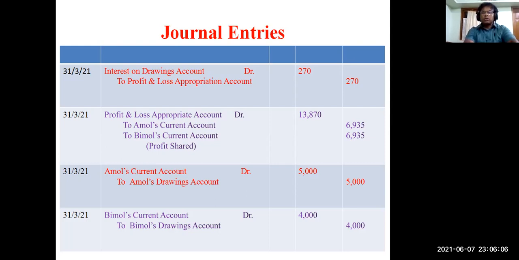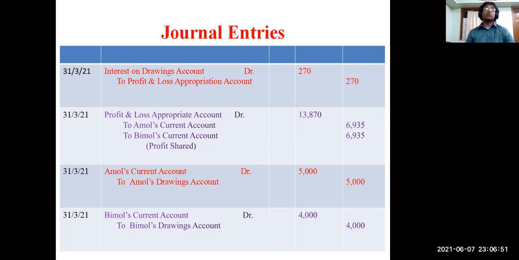Since no ratio is given in the question, the profit sharing ratio is not given, so it will be shared equally. So what I have done: profit and loss appropriation account debit, 13,870 divided by 2, to OMOL's current account, to BIMOL's current account. I have written a short narration, but I have not given the full narration here. Both are getting 6,935 each. So profit is distributed as per equal ratio, because the ratio is not given in the question, so you go by equal ratio.